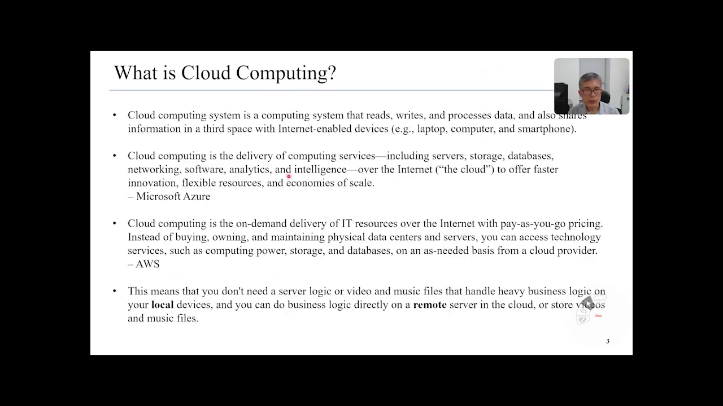Cloud systems. So what is a cloud system? Basically, a cloud system is a cloud computing system for storing, processing data, and also sharing information in a third space with internet-enabled devices such as a laptop, computer, and smartphone. So Microsoft Azure, AWS, okay. The Amazon cloud service is called AWS, right?